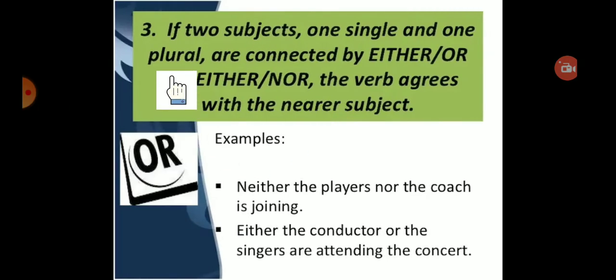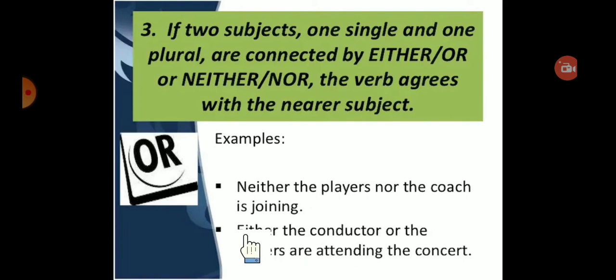See, rule number 3. If two subjects, one singular and one plural, are connected by either-or or neither-nor, the verb agrees with the nearer subject. Then what happens to the verb? It should agree with the nearer subject. For example: Neither the players nor the coach is joining. Players is plural, coach is singular. If the nearer subject is singular, then what comes here? A singular verb, according to the basic rule.